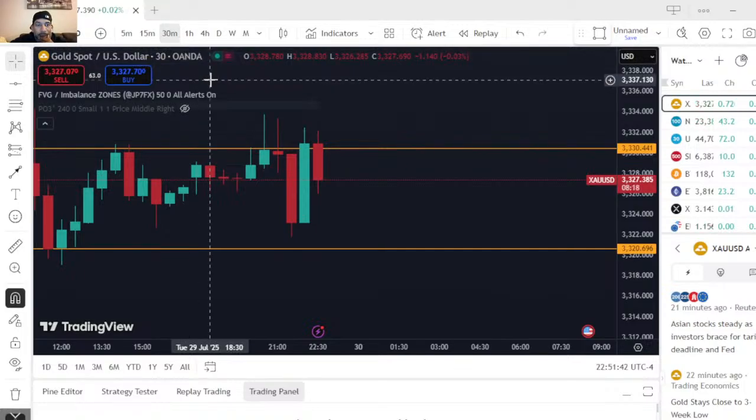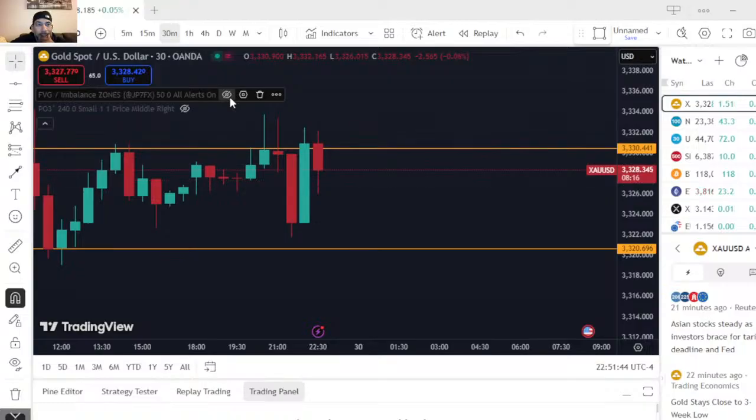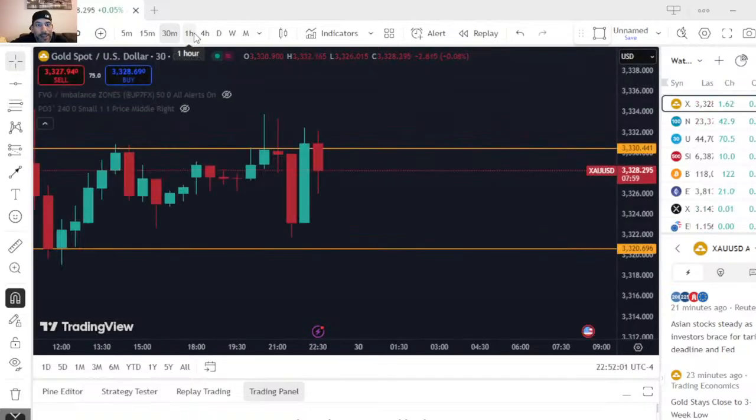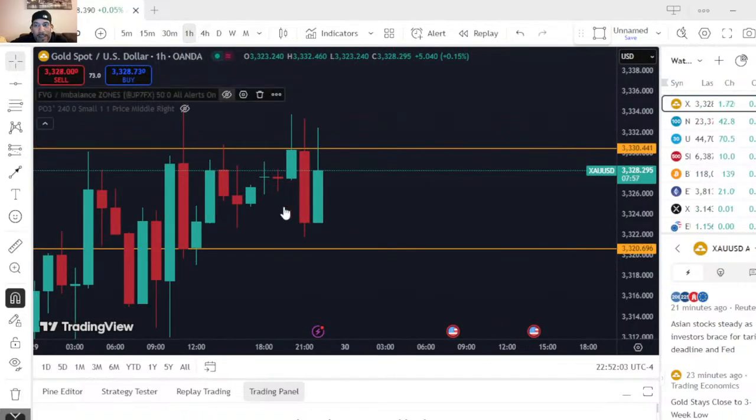Yeah, I might be looking at like an impulse entry here again. This thing might tap into resistance one more time. Yeah, let me wait on it a little bit. I'm gonna take another impulse entry here, but I want to get a much better entry next time.